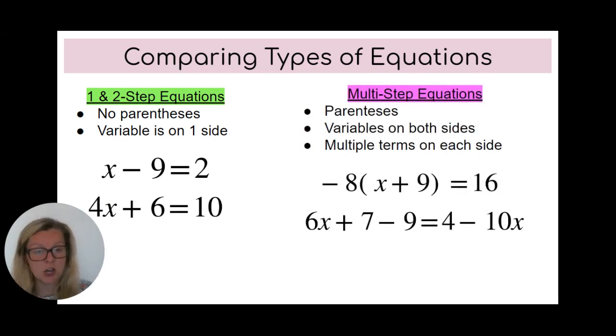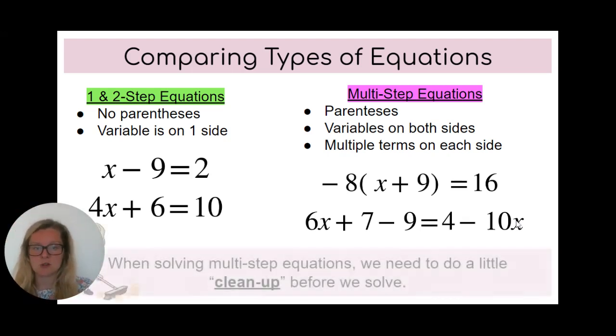Today when we're talking about multi-step equations, we could see parentheses. We could see the x's on both sides, like here and here, and we can have multiple terms on each side. So this guy's got 3 on the left and 2 on the right. So those are kind of the differences between the 2-step equations and these multi-step equations that we'll do today.